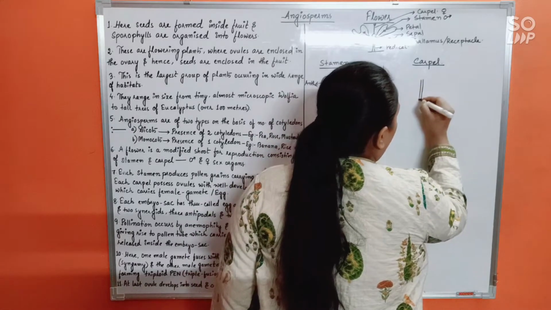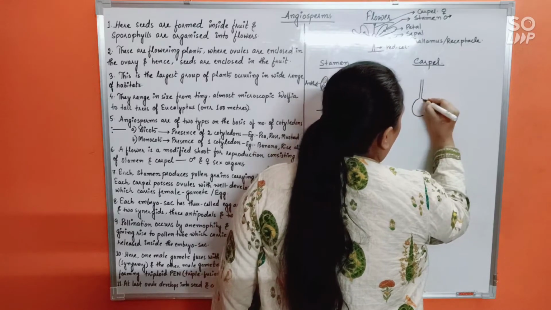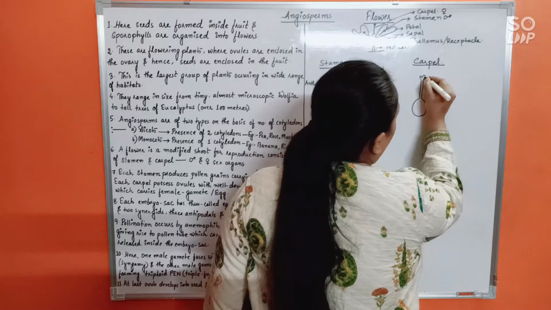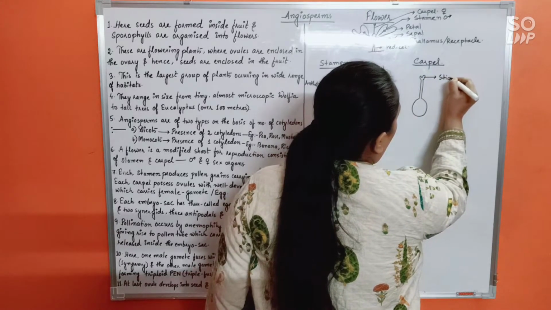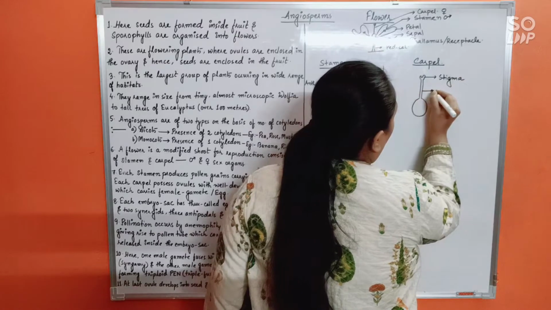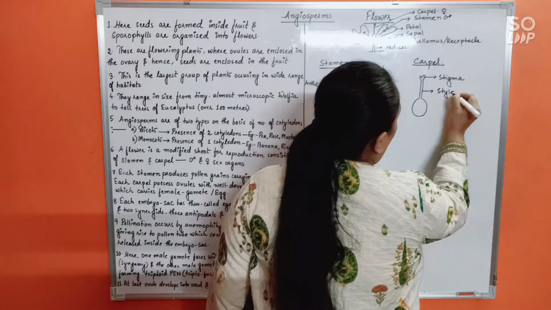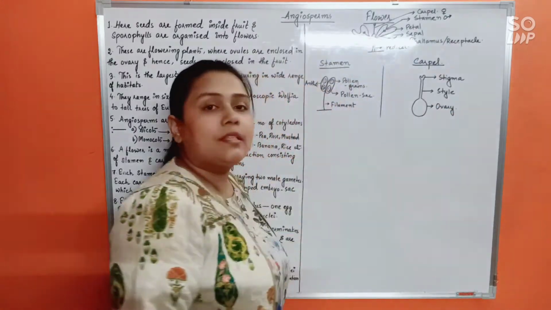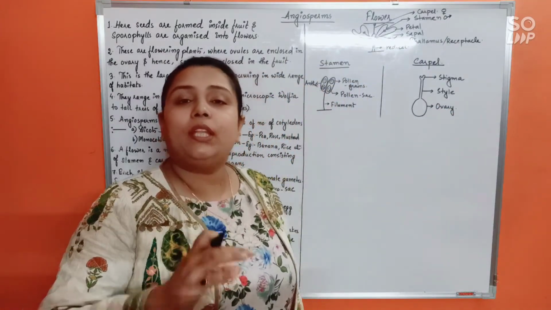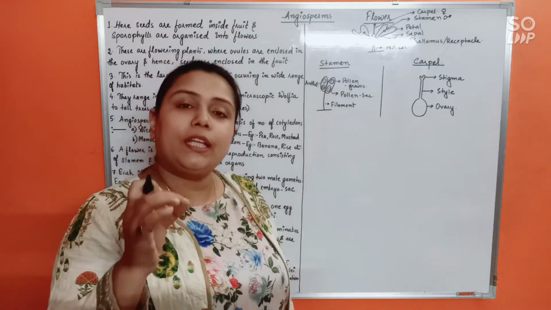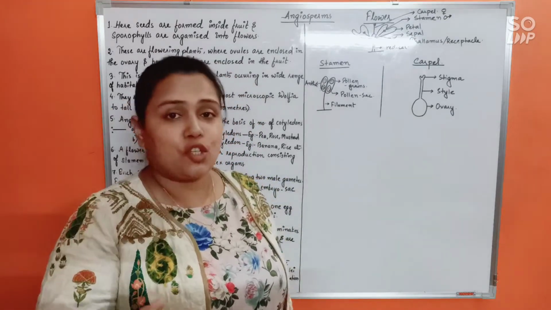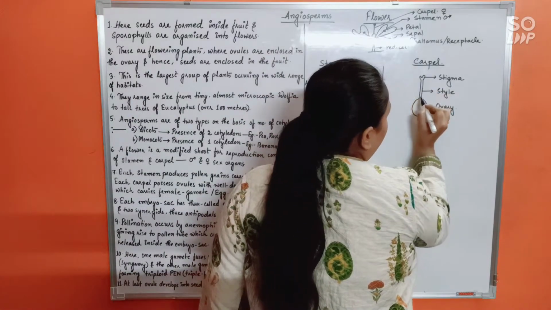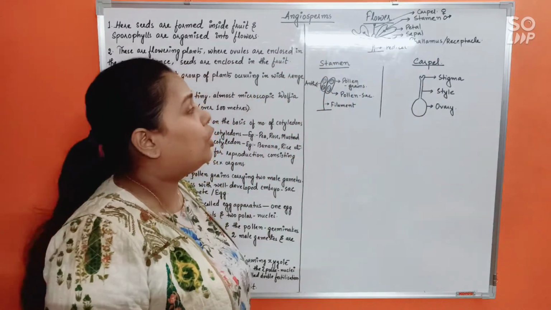Carpel, if we want to see the structure in elaboration, even the carpel consists of three parts: stigma, style and ovary. Stigma is the part of the carpel where the pollen grain can come and lodge, or get attached to. Alright. Now, further to the stigma remains a narrow filamentous structure that's called the style.